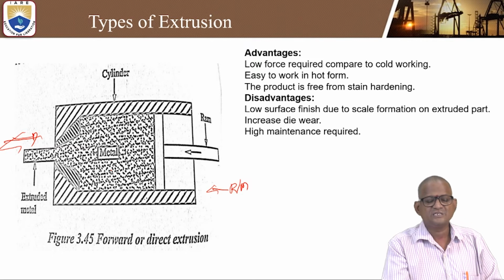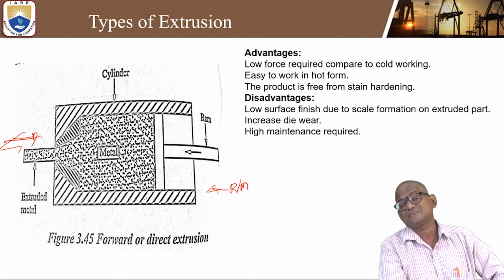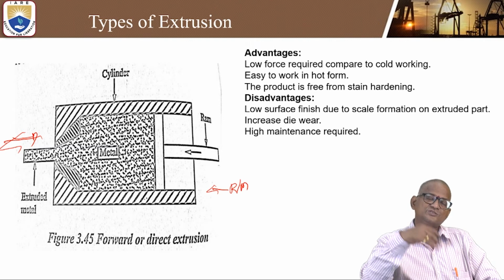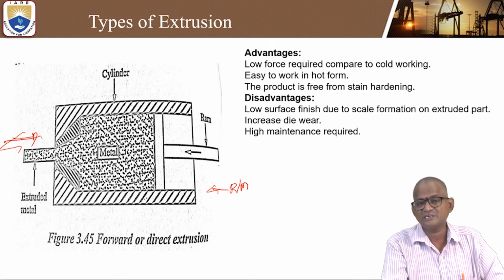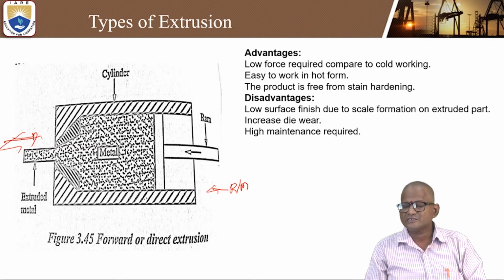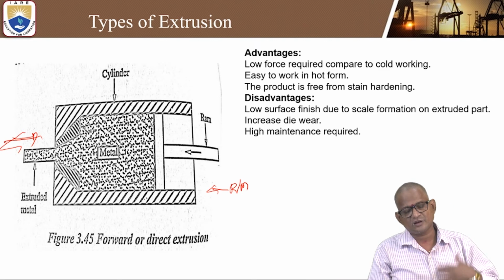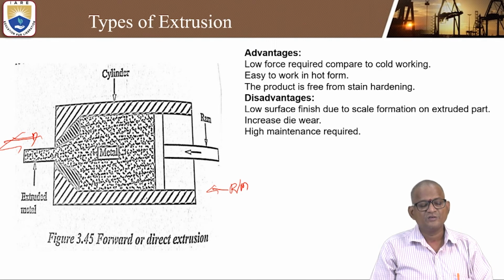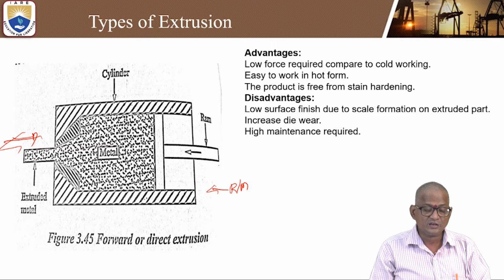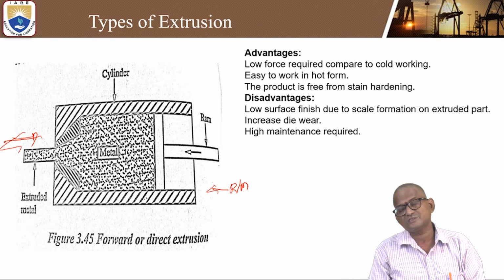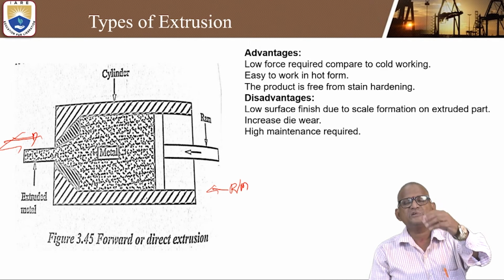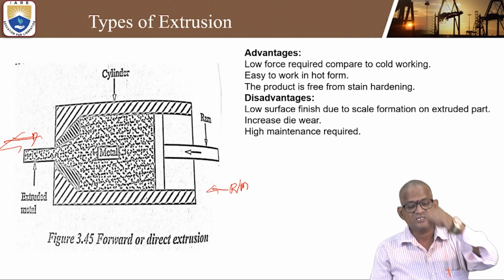Whatever changes occur in the crystalline structure, the old nuclei change into new nuclei when it is above its recrystallization temperature. This is called a hot working process, where you see hot working or hot extrusion, heating the metal above its recrystallization temperature.